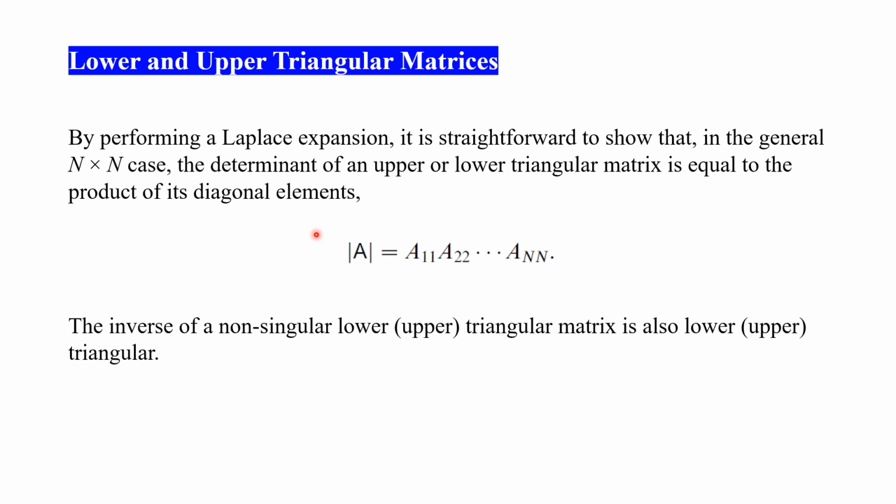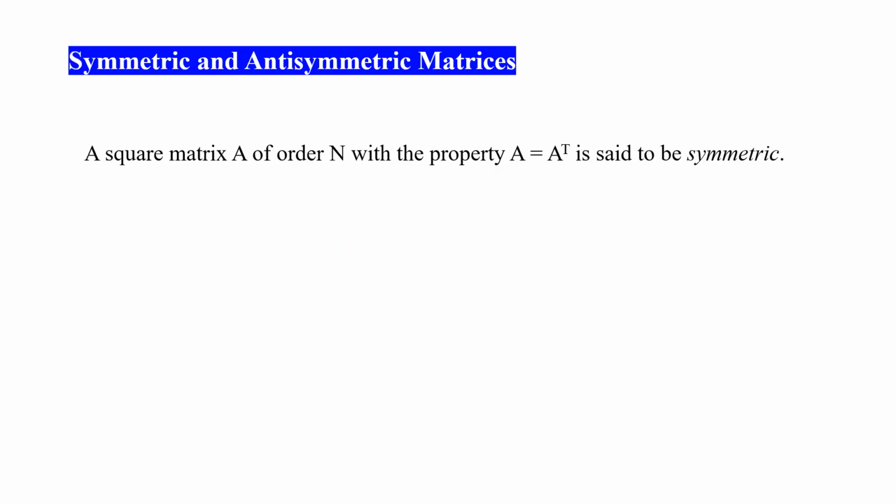The inverse of a non-singular lower triangular matrix is also a lower triangular matrix. Also, the inverse of an upper triangular matrix is also an upper triangular matrix. Lastly, a square matrix A of order n with the property that A is equal to A transpose is said to be symmetric. So if you have this property here for your matrix, then you can say that your matrix is a symmetric matrix.